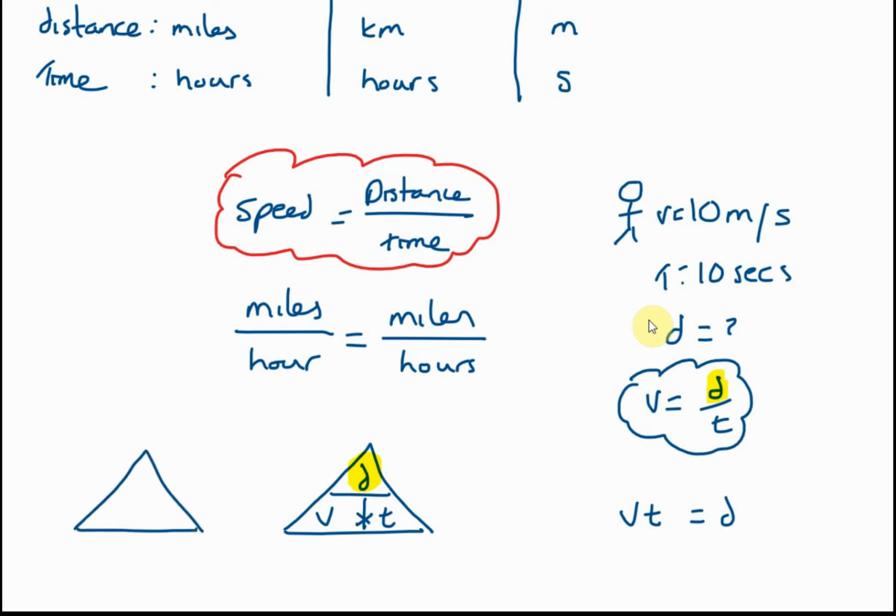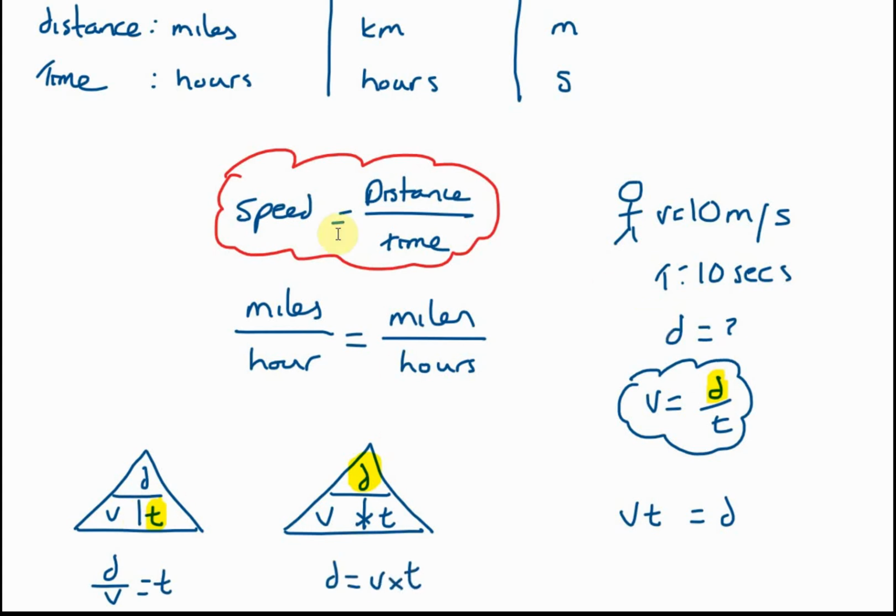Let's do another one. Say we were trying to find, not V, because we know speed equals distance over time, say we're trying to find time. Well, let's cover up time. We're left with D and V, and the D is on top of the V. So D divided by V is equal to T. Over here, D is equal to V times T.